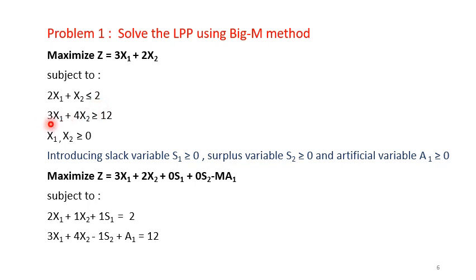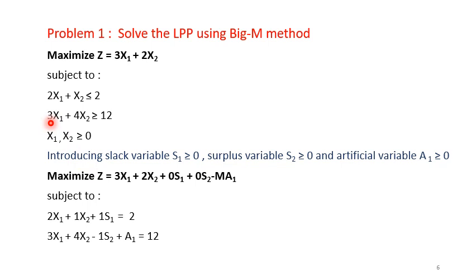But the second constraint is 3x1 plus 4x2 greater than or equal to 12. In the first constraint, LHS is less than or equal to RHS. In the second constraint, LHS is greater than or equal to RHS. So what you have to do now is introduce a slack variable. Whenever the constraint is less than or equal to, you add slack variables like you have done in the simplex method. So in the first constraint, you add slack variable S1 and bring in the equality sign: 2x1 plus 1x2 plus 1s1 is equal to 2. This S1 with the coefficient of plus 1 is the slack variable.